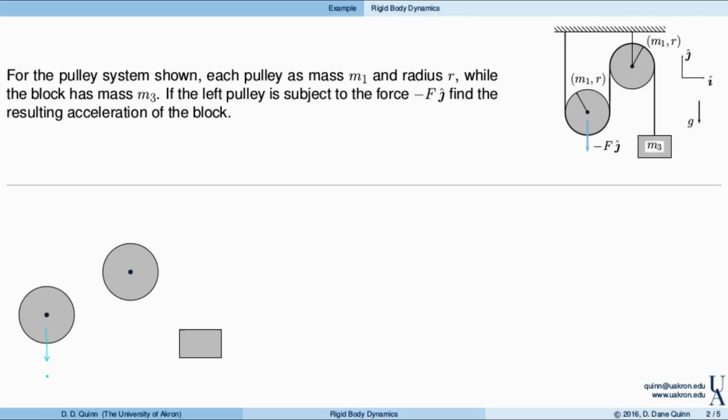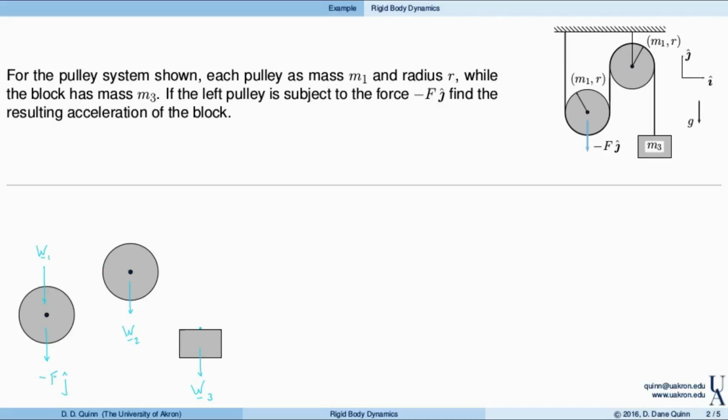So we certainly have the applied load minus F in the J direction, as given in the problem statement. Then we have the weight acting on each object, right? So we'll call this W1. We have the weight acting on the second pulley, so that's W2. And we have the weight acting on the block, W3. So we'll denote these objects as 1, 2, and 3.